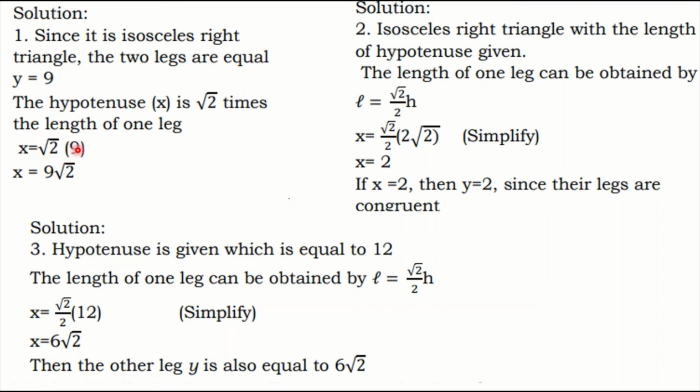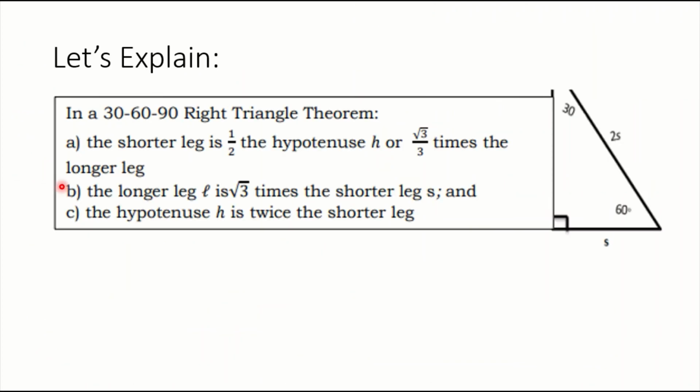So, what you're going to do is to put the 9 before the radical sign. Okay, so the answer is 9 square root of 2.